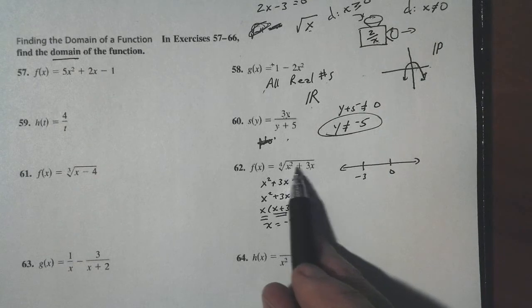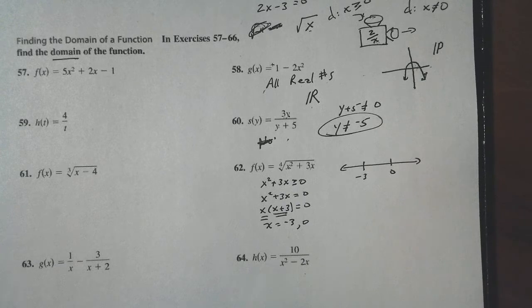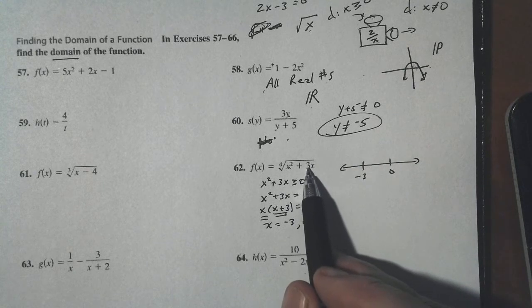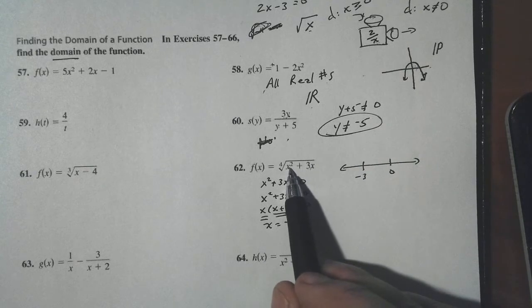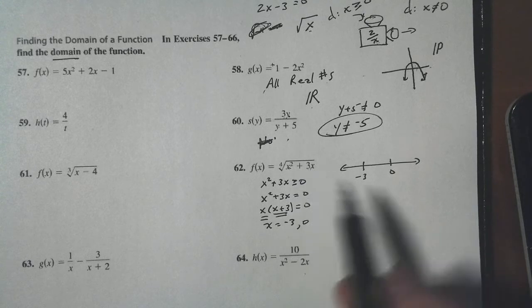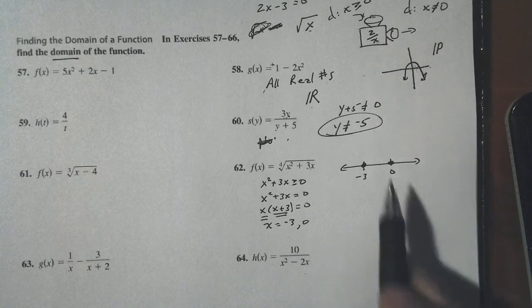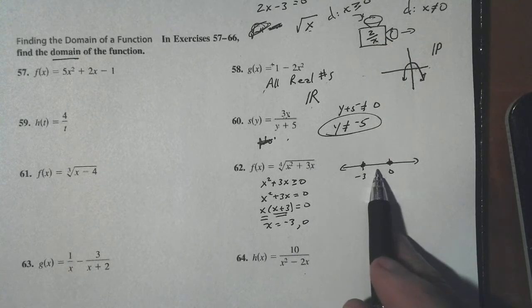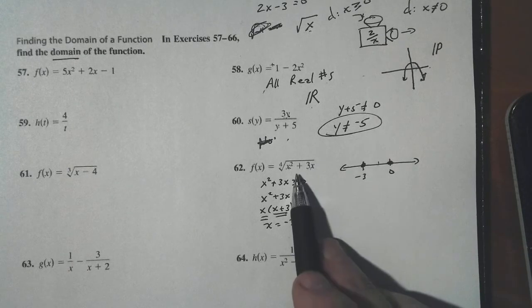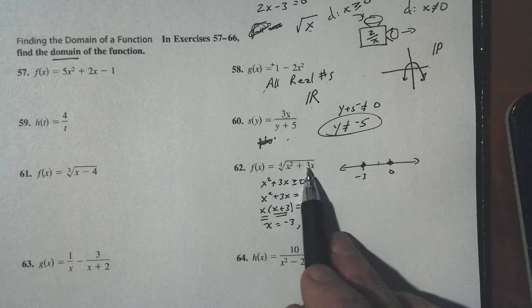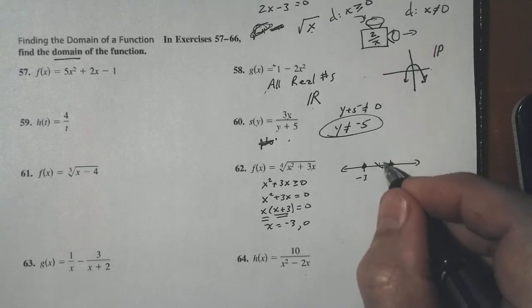If I put 0 in here, I'm okay. I get the fourth root of 0, and I can do that. And if I put negative 3 in here, I get 9 minus 9, I get 0. Those ones are okay, so they get a solid dot. And now I'm going to test something in between. What happens when I put in, let's say, negative 1? Negative 1 gives me, inside the fourth root, positive 1 minus 3, negative 2. This is a bad zone.